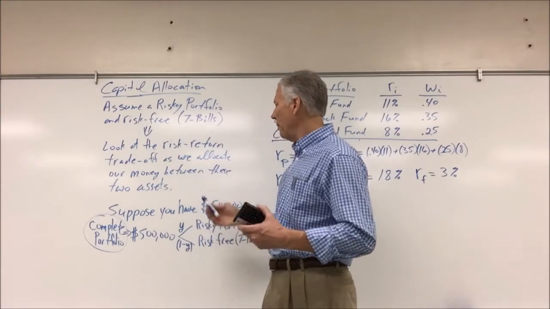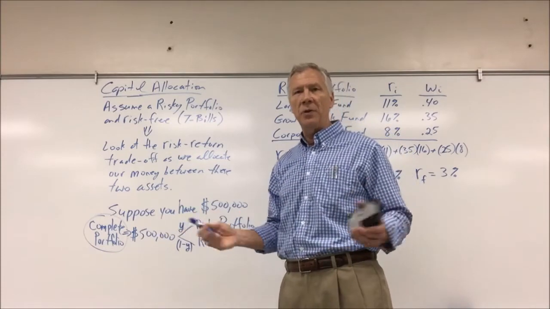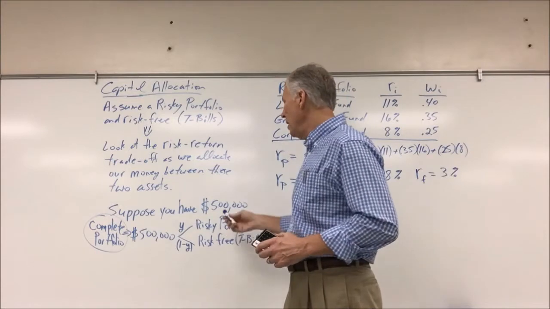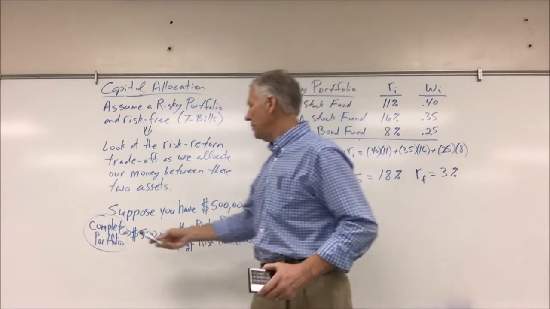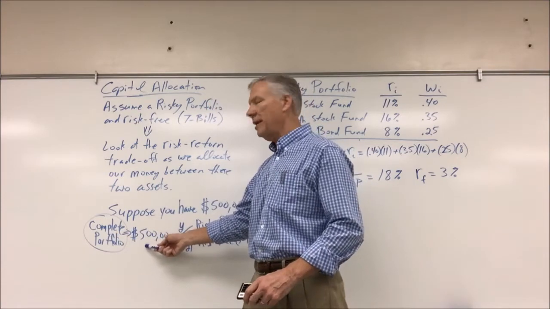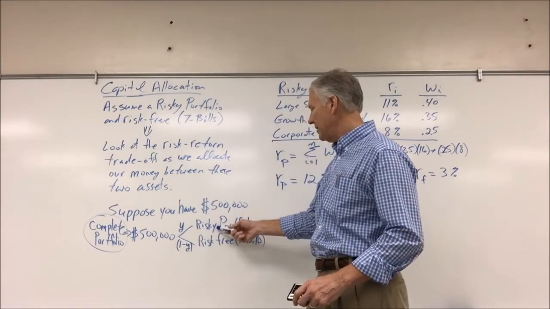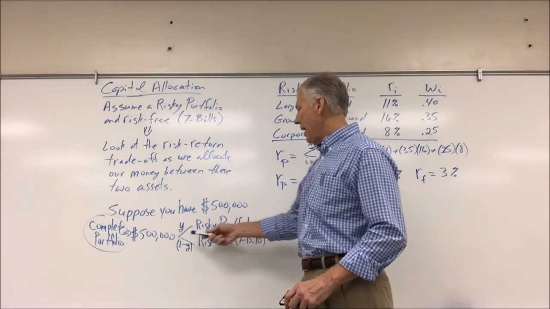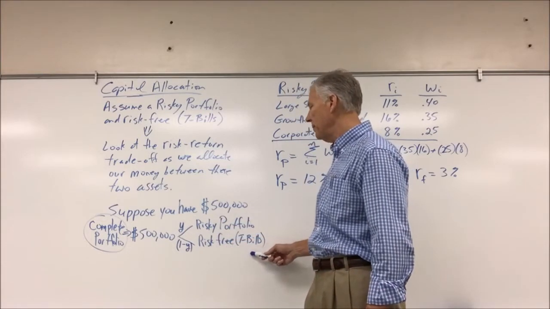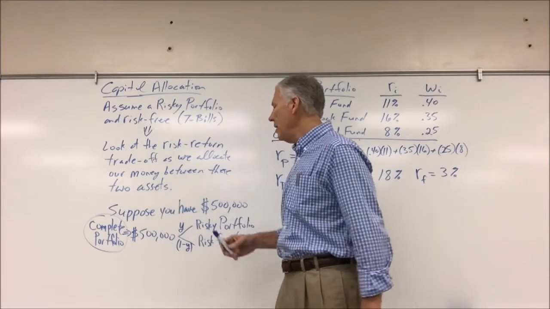Let's suppose you have $500,000 available for investment, and you're trying to decide how to invest that money. This $500,000 is going to be called our complete portfolio. We can allocate this money in any way we want between a risky set of assets, which we're going to call the risky portfolio, and the risk-free asset, which we're going to call T-bills. From your textbook, you're just going to memorize these symbols and know what they are.